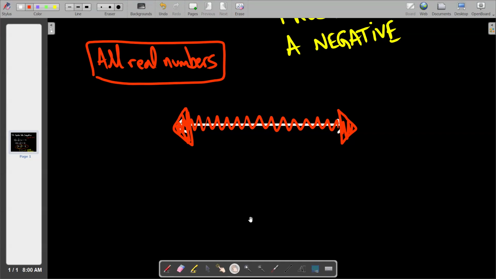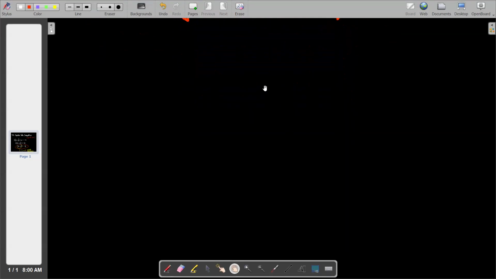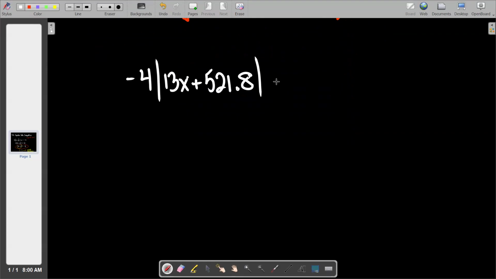Good. Now, on the other side of the coin, there's problems like this. And the reason I put 13x plus 521.8 is because, as you'll see, that really serves no purpose in the outcome that we're going to talk about here. So what's inside the absolute value? Like in that last problem, we never even had to discuss the x minus 2 because it's a non-issue. It just doesn't matter. We have no control over the situation.